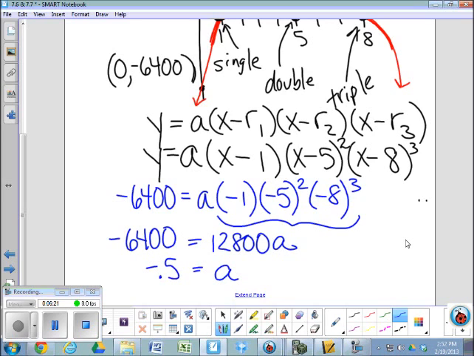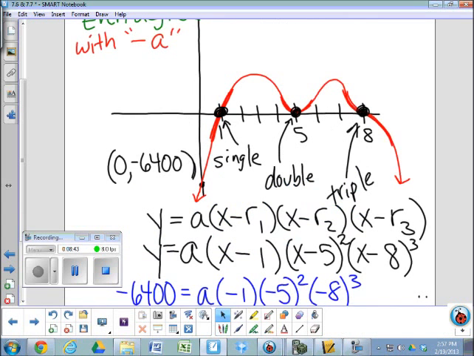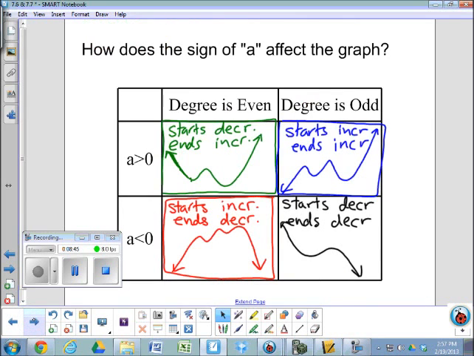Okay? So was the a negative as we thought? It is. That means that that even degree function, which normally opens up, opens down. This flips it downward. All right. So this one example will lead us to this chart in your notes, which I'd like you to fill in now. It talks about what the behavior will look like.